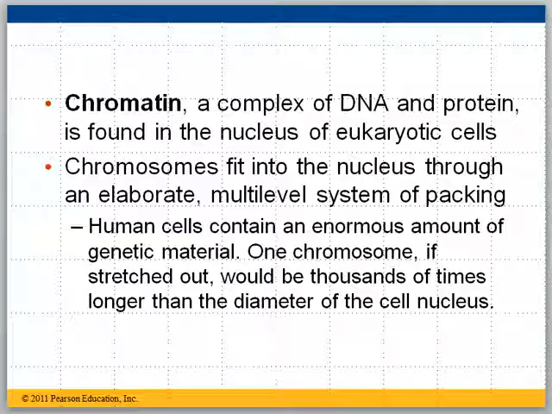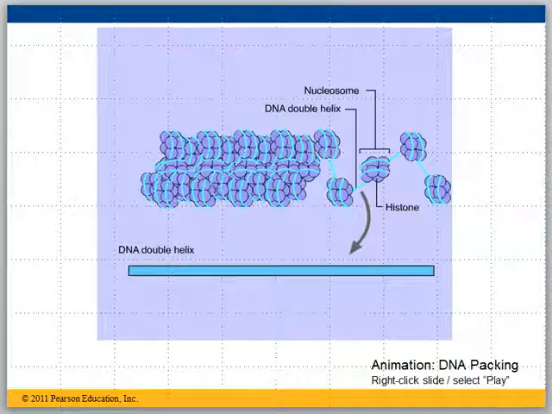Human cells contain an enormous amount of genetic material, and remember you have 46 chromosomes, 23 pairs. One single chromosome, if you stretched it out, would be thousands of times longer than the diameter of the cell nucleus. So you wouldn't think there's any way it can fit inside there, but it's packed pretty well and pretty tightly, in an origami sort of fashion, to make it all fit.